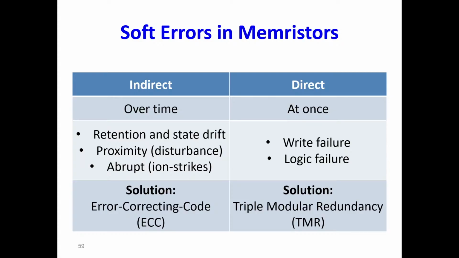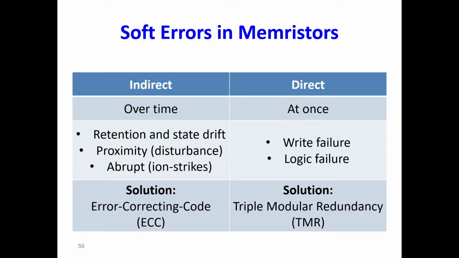Radiation problems, all sorts of things. And usually the solution is error correcting codes. We add redundancy, we store more information to detect and correct the errors. The other type of errors are direct errors, where we access the device, but what happens is not what we expected. For memories, we wanted to write 0, and accidentally it was written 1, for example.